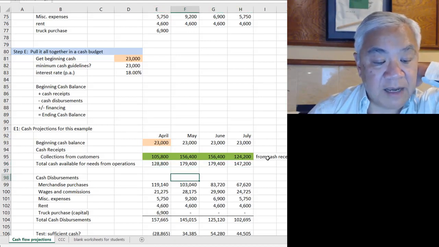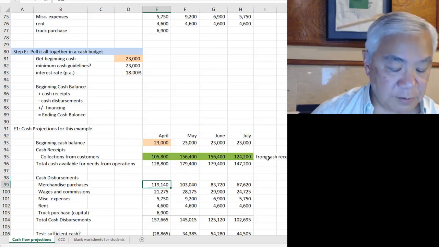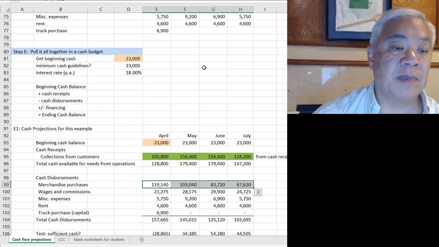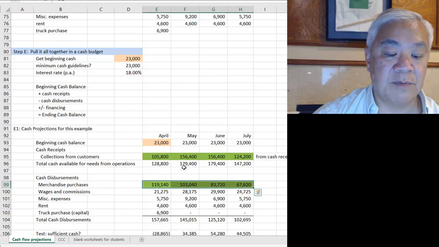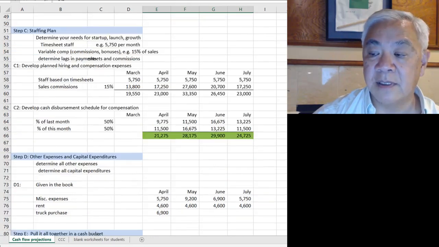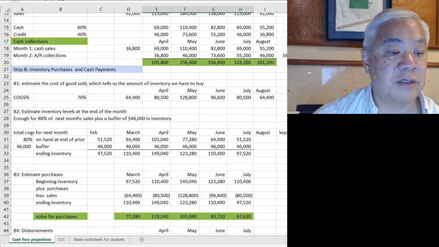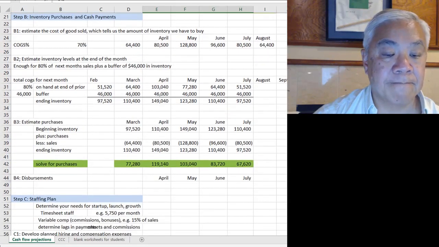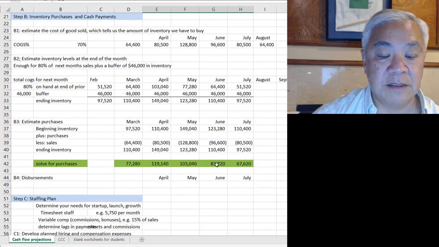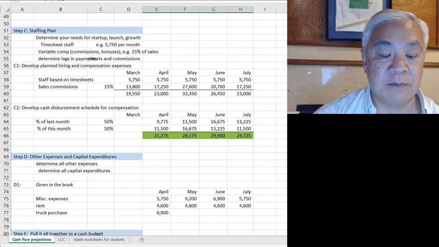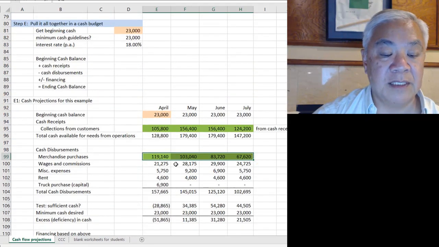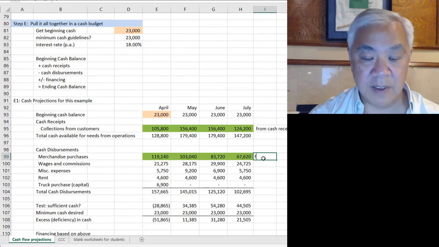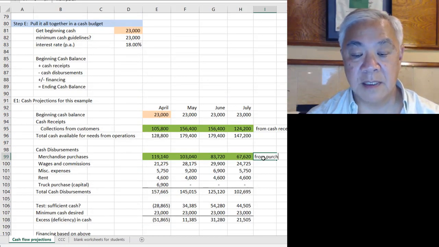Okay. Next, we have merchandise purchases. This too we have. So this is the next one we're going to look for, and it's also above, 119 down to 67 for merchandise. So we'll see it in section B. So 119 to 67 is the amount we are going to purchase. So 119,140 goes down here. 119,140, and this is from the purchase section.